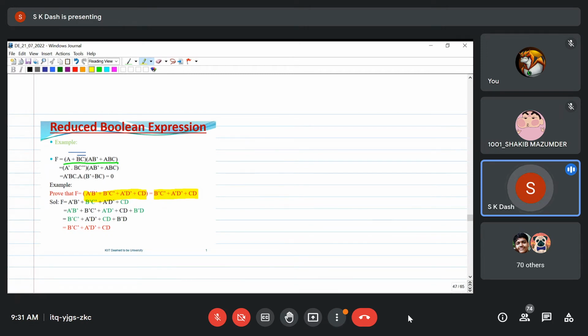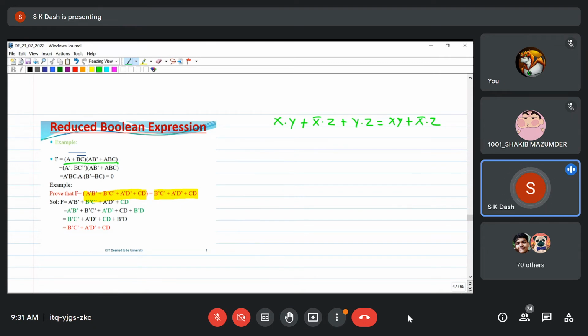So where we can remove one term with the help of the consensus theorem. What does the consensus theorem say? It says that x dot y plus x bar dot z plus y dot z is equal to x dot y plus x bar dot z.